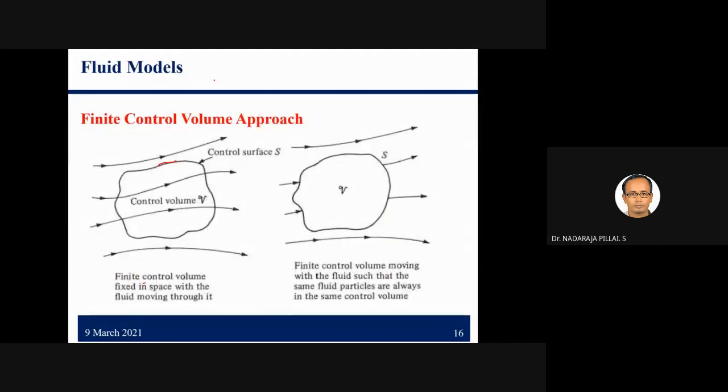What about here? The fluid volume is a volume floating on the fluid, right? So the fluid control volume moves with the fluid such that the same fluid particles are always in the same control volume. But in the other case, the fluid particles move through it, so every time the observer has only the volume but different fluid particles. Okay, so this defines the control volume V, and we have a control surface S.